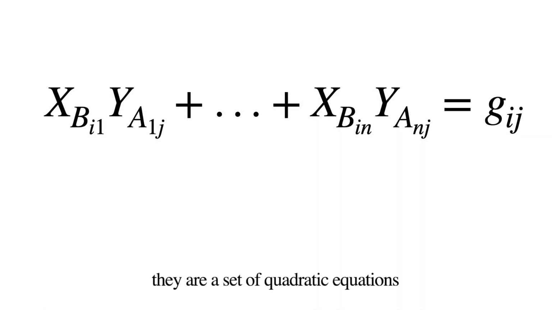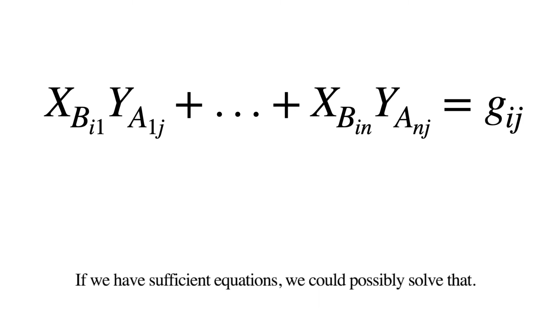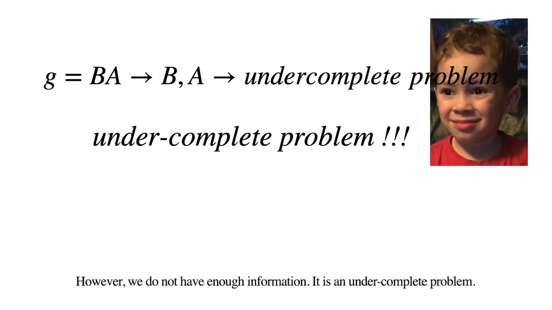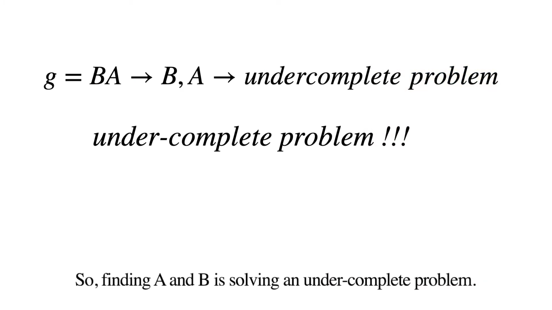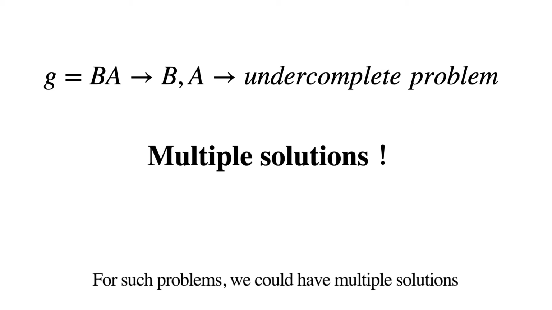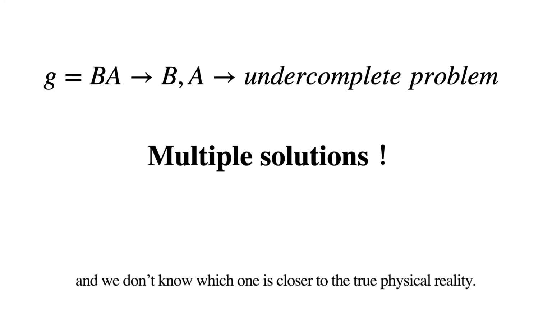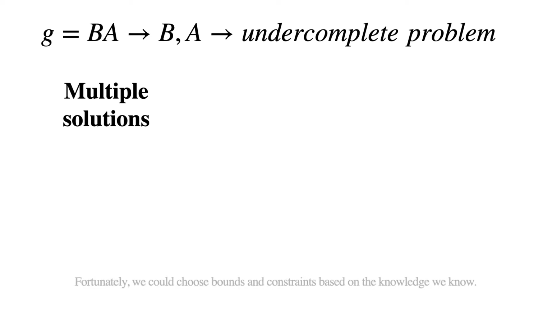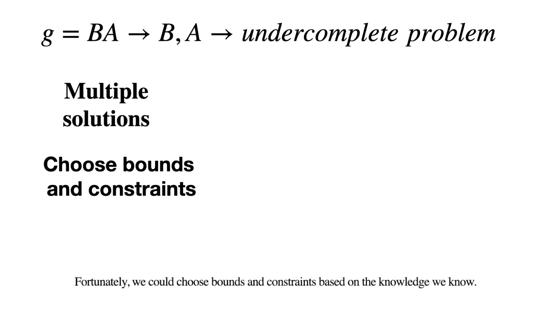They are a set of quadratic equations. If we have sufficient equations, we could possibly solve that. However, we do not have enough information. It is an undercomplete problem. So finding A and B is solving an undercomplete problem. For such problems, we could have multiple solutions, and we don't know which one is closer to the true physical reality. Fortunately, we could choose bounds and constraints based on the knowledge we know.